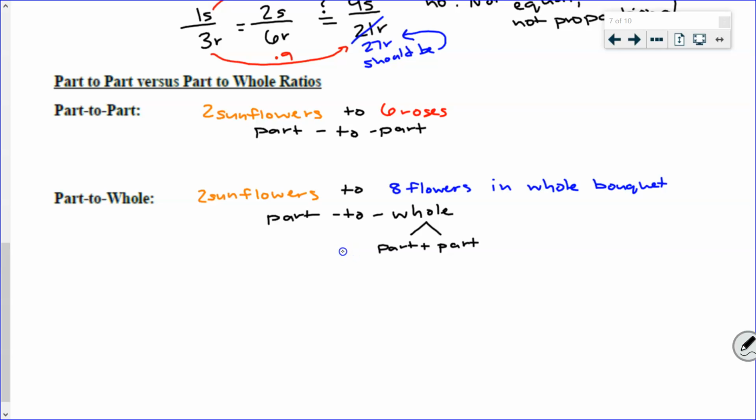Now, there is another part to whole ratio that I can do. Think about that for a second. I have this part to part, 2 sunflowers to 6 roses. I have this part to whole, 2 sunflowers to 8 total flowers. What is the other ratio that I could do? Talk amongst your group members first. There should be some discussion going on right now. What is the missing ratio?